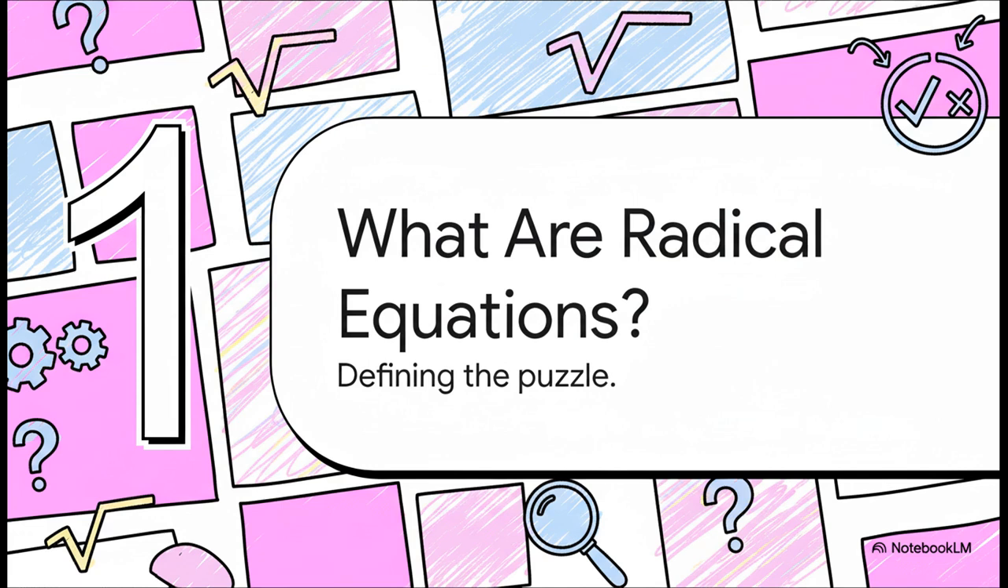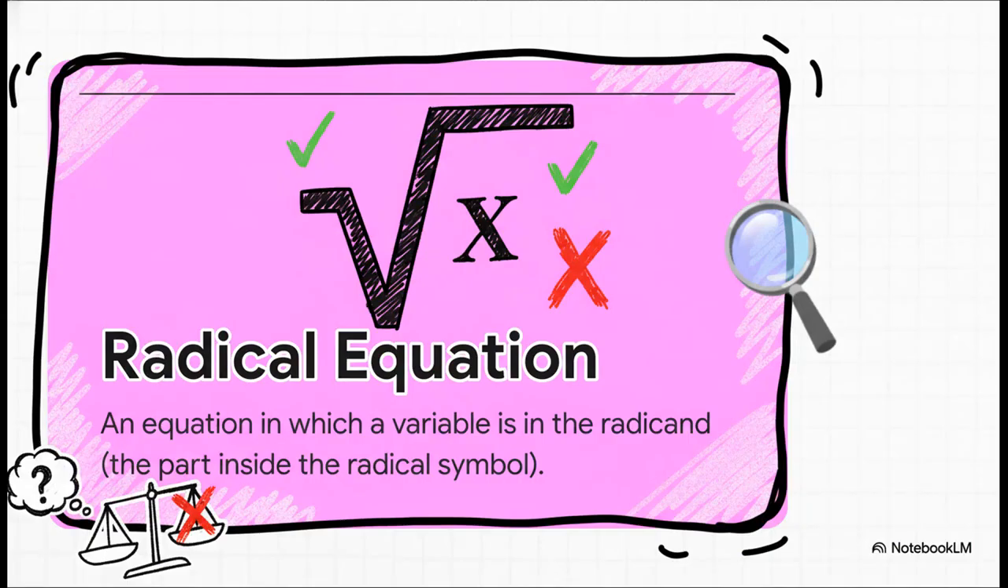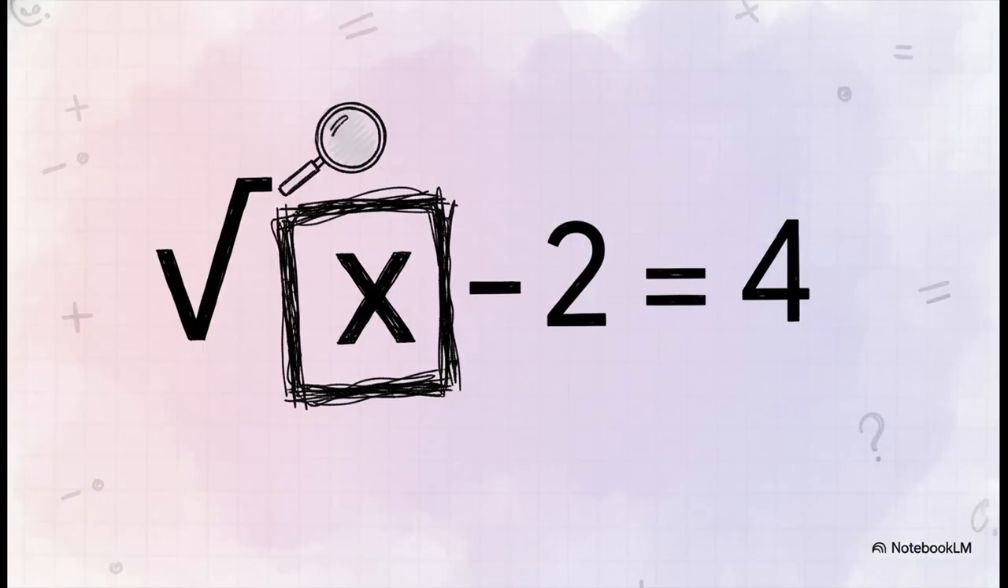First things first, what in the world are we even talking about when we say radical equation? So, the key word here is radicand. That's the whole secret. A radical equation isn't just any old equation that happens to have a square root in it. No, it's one where the variable, the x that we're always hunting for, is literally trapped inside that radical symbol. Here's a perfect, simple example. See that x? It's not next to the root. It's right there, underneath the square root sign. That's the feature that makes this a radical equation, and that's what creates the unique puzzle we need to solve.